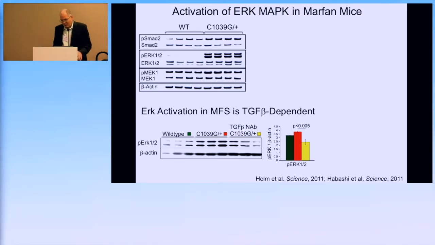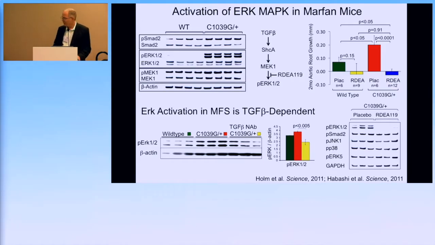We didn't know if ERK was a marker of disease or actually a driver of disease. So to address this, we gained access to an orally bioavailable, highly selective and potent ERK blocking drug called RDEA-119. And we were able to show that this was every bit as effective as angiotensin receptor blockers in suppressing abnormal aortic growth in the Marfan mouse model. As predicted, this highly specific drug did suppress ERK activation in Marfan mice without having any effect on any of the other signaling cascades under consideration.